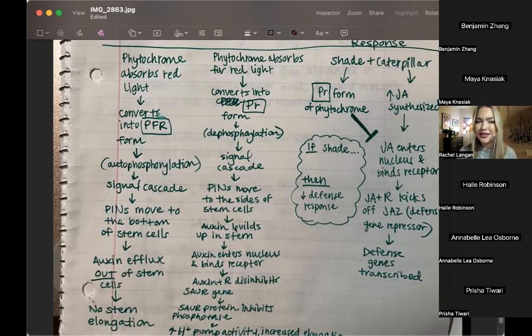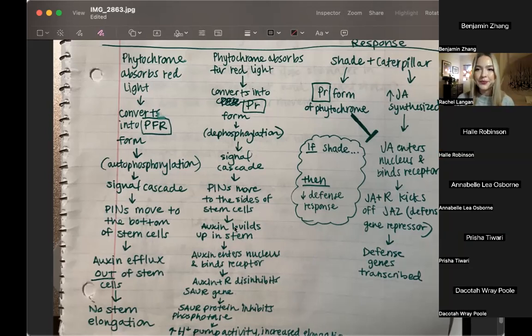So I think what's technically correct is when you turn it into the PFR form, you activate the protein and it actively moves the PIN proteins. Whereas the PR form, you're kind of turning it off and causing it to not move the PIN proteins. So they're already on the side and they get moved to the bottom if it's PFR. But if it's PR, it's off and they just stay on the side. So that's the real technical answer. Okay, that makes sense. Thank you. You're welcome.